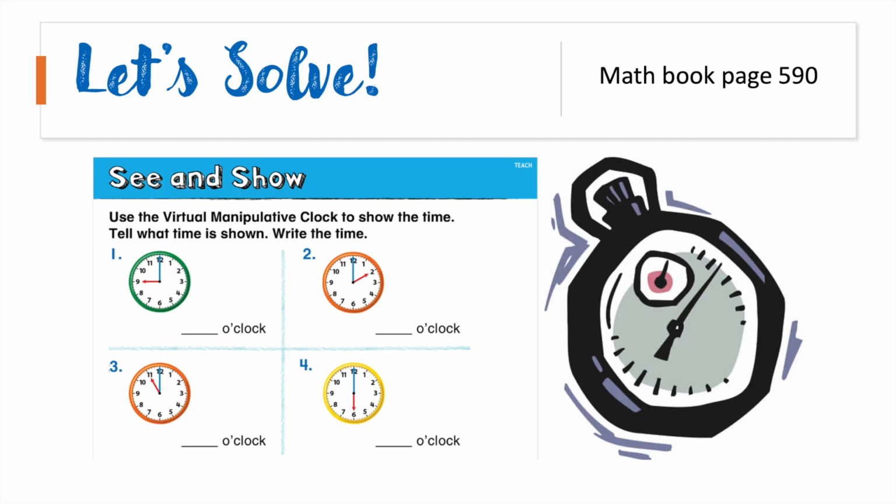Now let's solve this together. Go to your math book to page 590. So let's look at problem number 1, the green clock. Where is the hour hand pointing? Very good. The hour hand is pointing to the 9 and the minute hand is pointing to the 12. So we say it is 9 o'clock. All right, you have 15 seconds to solve problems 2, 3, and 4. Ready? Go.